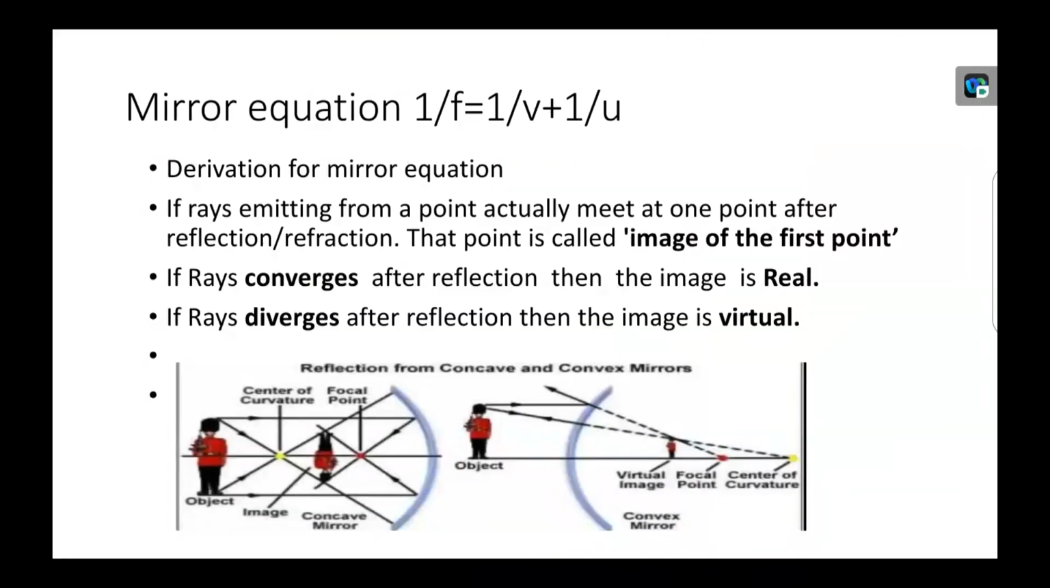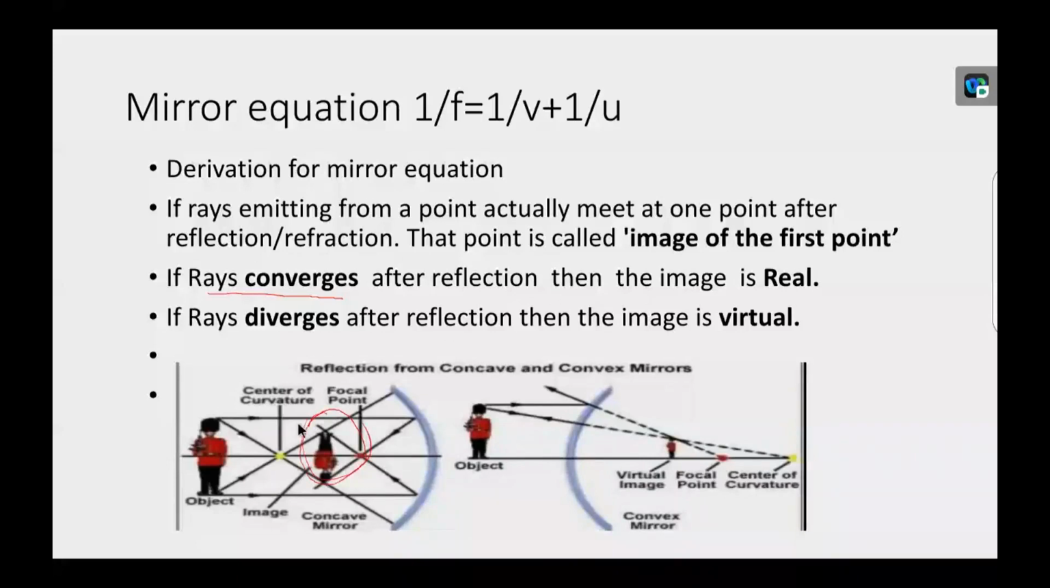Mirror equation, the next topic, which we have to go through that formula. Before going to start mirror equation, we have to show the relation between focal length, object distance and image distance. Here we have got two types of images, in a concave mirror and a convex mirror. In concave mirror, the rays are converging. That's why we will get a real image.